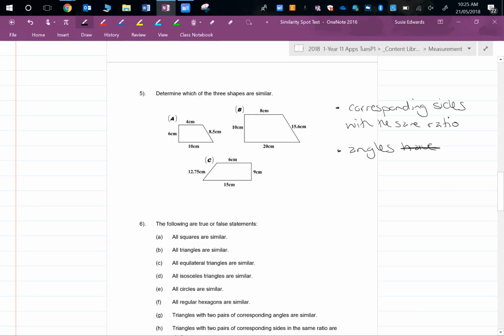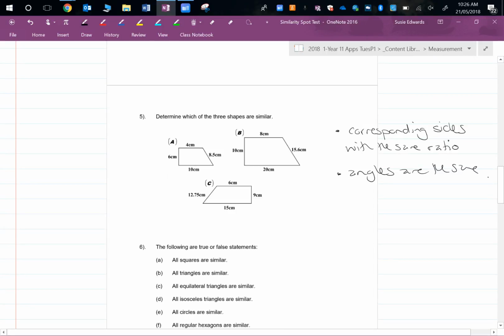Angles are the same. All right, so if we look at this, we can't find the angles, but let's just assume that they're the same.